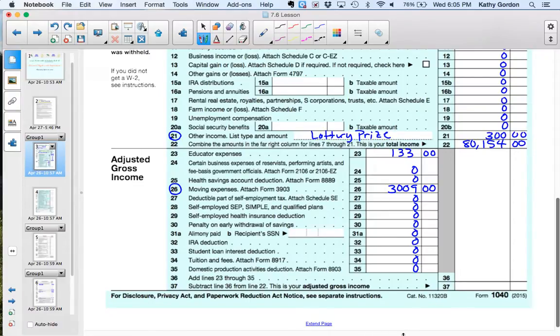Okay, and so now for line 36, we are to add lines 23 through 35, so everything in this column, and we end up with $3,142. And finally, on the front side here, line 37, we subtract line 36 from line 22, and we end up with our adjusted gross income, which is $77,012. Okay, and side one is finished.